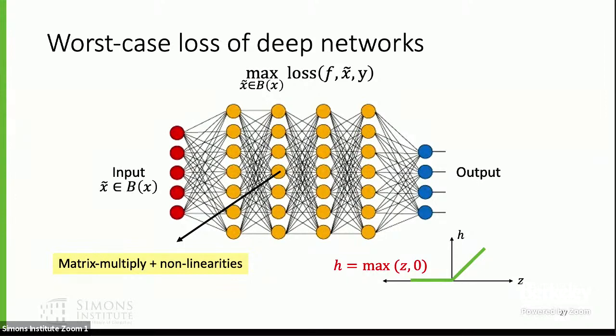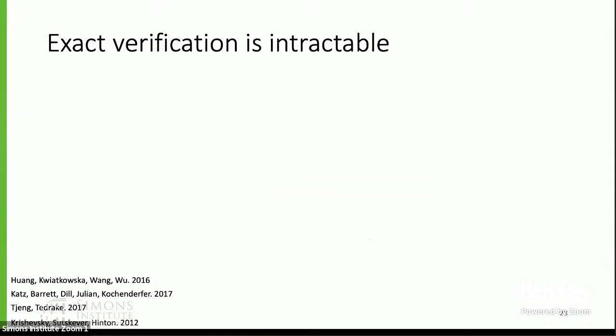For example, the commonly used nonlinearity or activation function is the rectified linear unit, where you are 0 if z is less than 0, and then you are z if it's greater than 0. So the issue is when you have deep networks, you run into a non-convex optimization problem because of these nonlinearities.